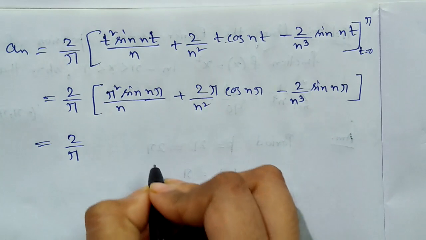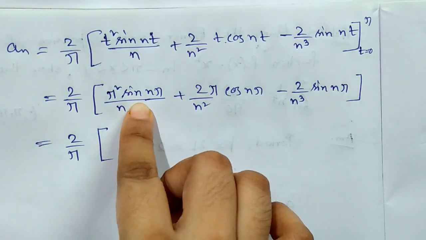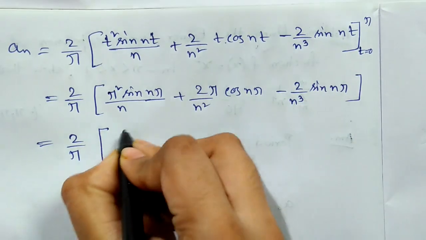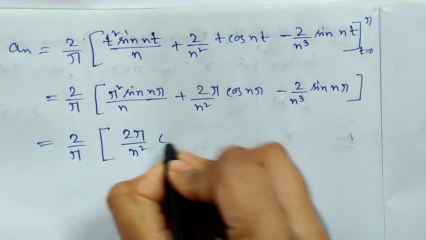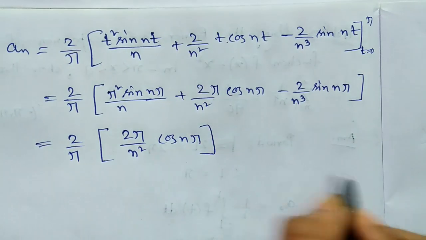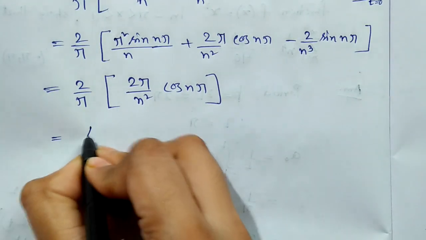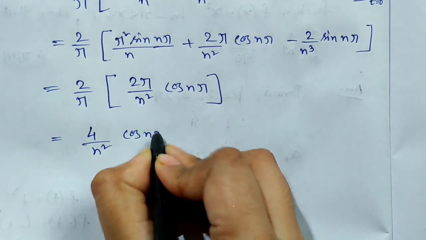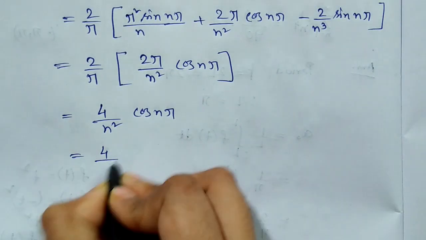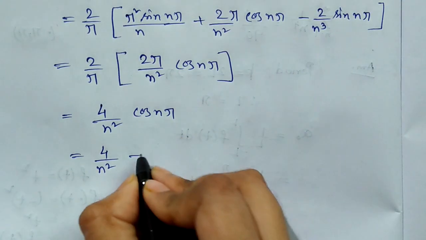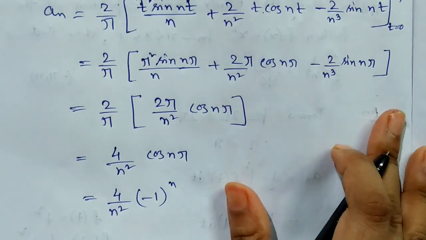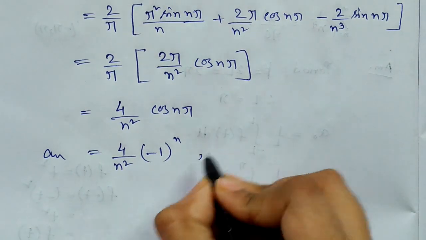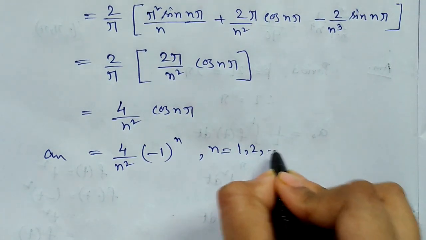Next 2 by pi. Now sin n pi is 0. Again this is also 0. So this equals 2 pi by n square cos n pi, which equals, 4 pi cancel out, 4 by n square cos n pi. This is equal to 4 by n square cos n pi, which means minus 1 to the power n. So an equals this for n equal to 1 and so on.